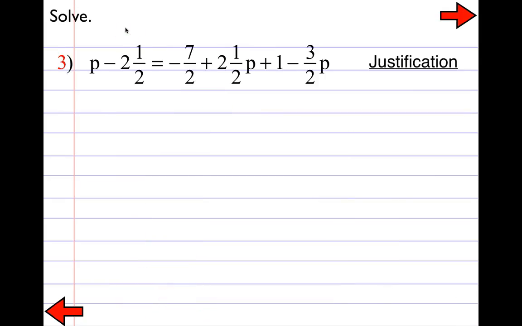Okay, so for number 3, I'm going to have you try this one by yourself as well. So go ahead and pause the video. Another thing that I want you to do, though, instead of just checking your work when you're done, is I also want you to justify every single step that you do.